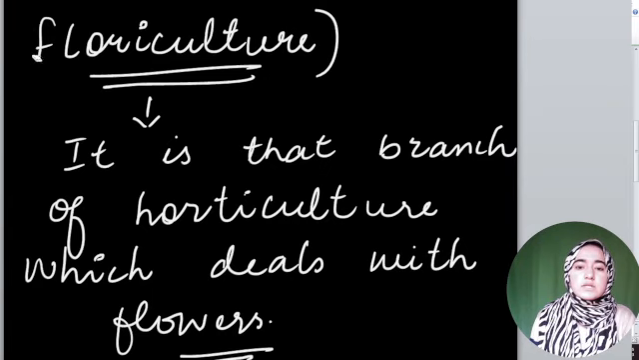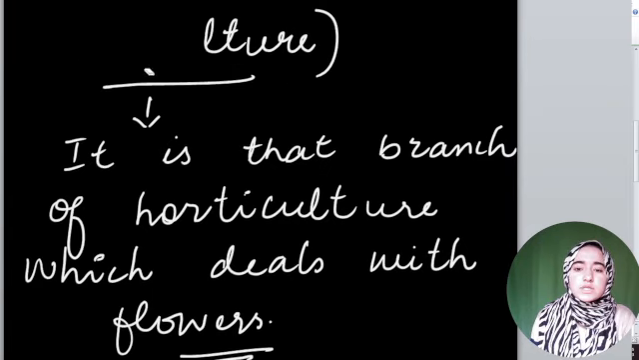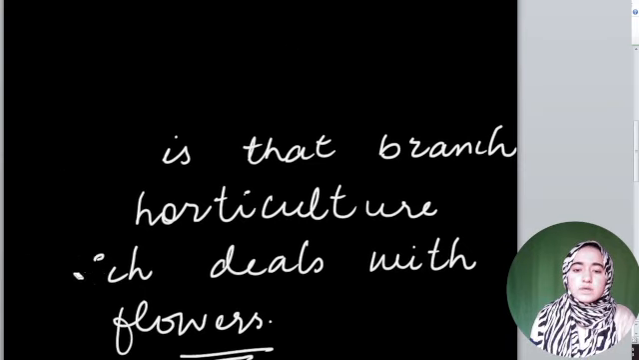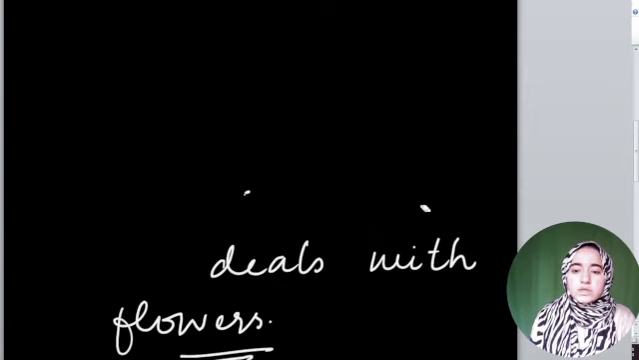And who was the father of floriculture? It's Mario. How will you remember this Mario? As many of you might know, there was a game named Mario. So you will remember this by that. Mario is the father of floriculture. It may come as an MCQ or a 1 mark question. So please remember this. I'll write it down.